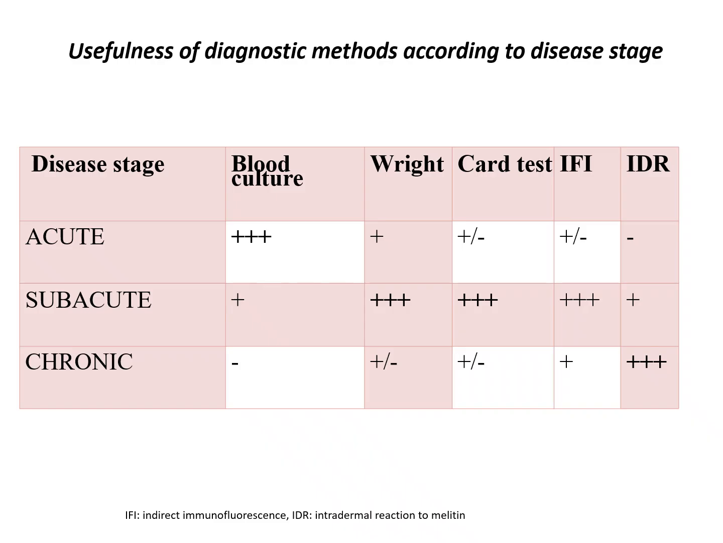In the chronic stage, blood culture is usually negative. The Wright test is moderately useful. The CAR test is also moderately useful. However, other tests like intradermal reaction to melitin become the most useful.